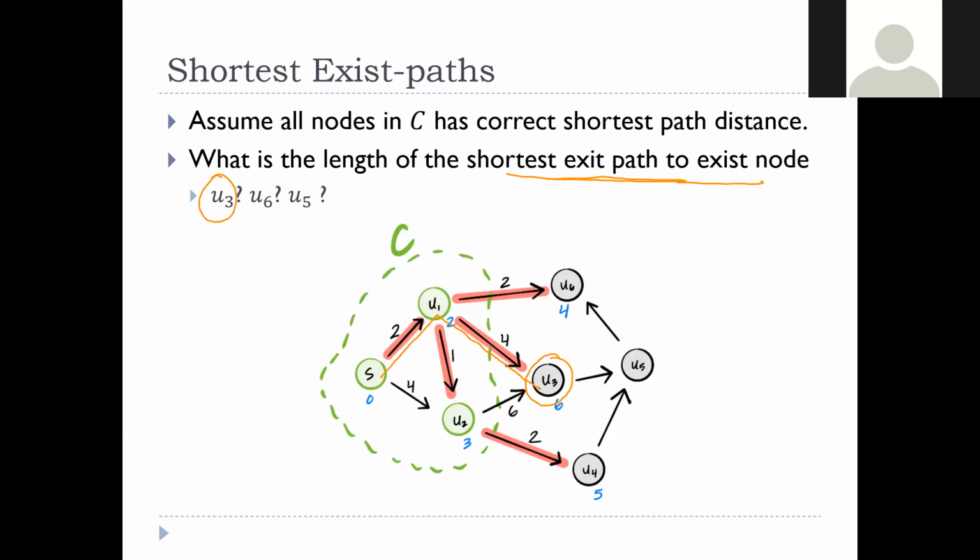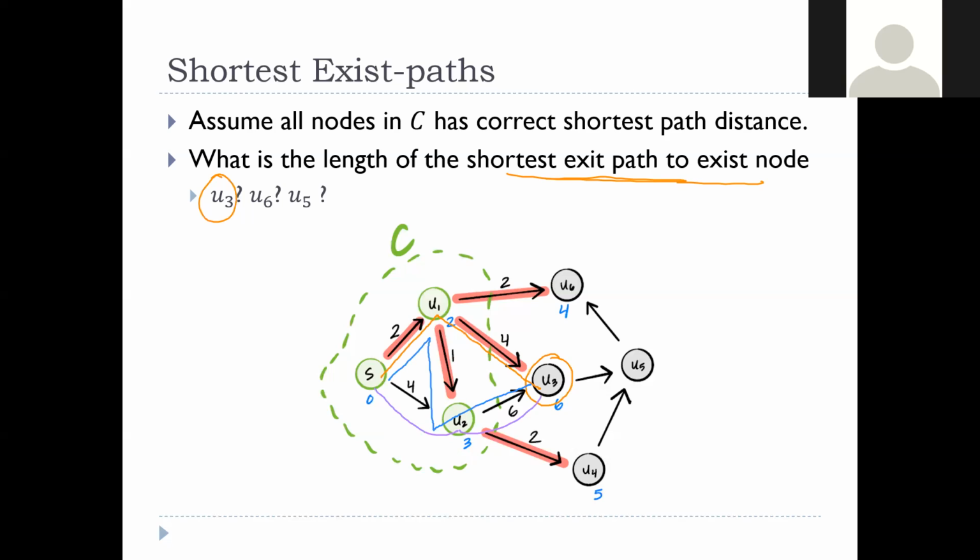I can also go X to U1, U1 to U2, U2 to U3. That's another exit path, okay? A third one is that I could first go S to U2, U2 to U3. These are all exit paths with exit node U3, okay?